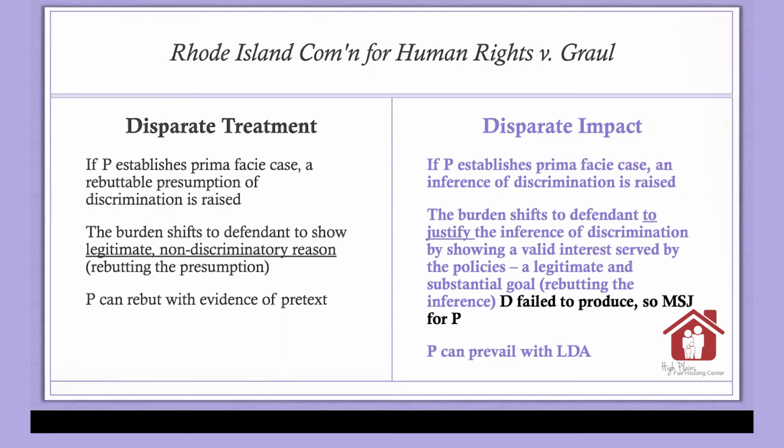Well, looking at disparate impact, which is what this Grawl case was about, once the plaintiff establishes this prima facie case of disparate impact, it raises an inference of discrimination, and the burden shifts to the defendant to justify and show that a valid interest is served by the policies, a legitimate and substantial goal to rebut the inference of discrimination. And in this case, it was held that the defendant failed to produce a justification that was legitimate as it was regarding this family and this neutral policy. So the plaintiff was awarded summary judgment.